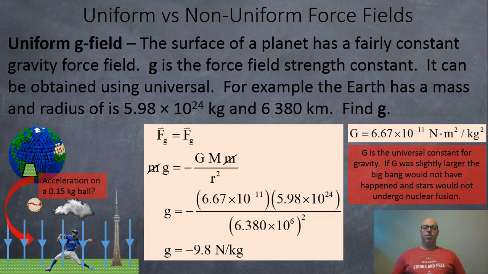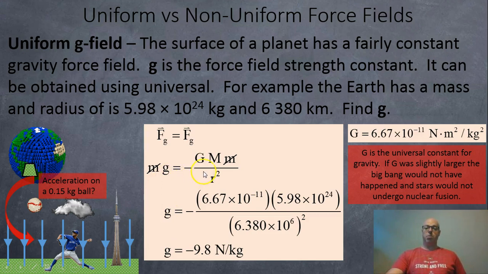So the mass of the Earth is 5.98 times 10 to the 24 kilograms, and the radius of the Earth is 6,380 kilometers, or 6.38 million meters. Find g. So you can find g because the simple gravity formula and the universal formula should give you the same values when you're on the surface. So if you're standing here, it shouldn't matter which formula you pick. If we set them equal to each other, we get a value for g.